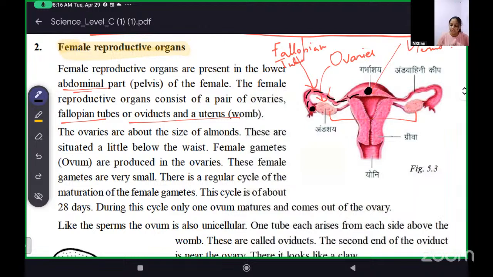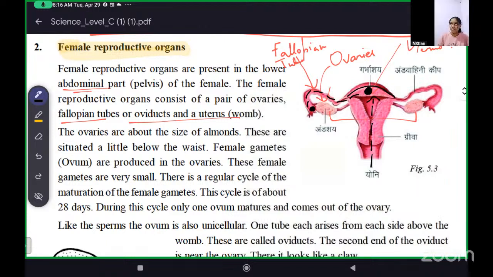In this portion, that is the uterus, if the fusion takes place between the male and female, then the sperm travels inside the uterus and merges with the egg. The sperm travels in and merges with the egg, then the zygote is formed.